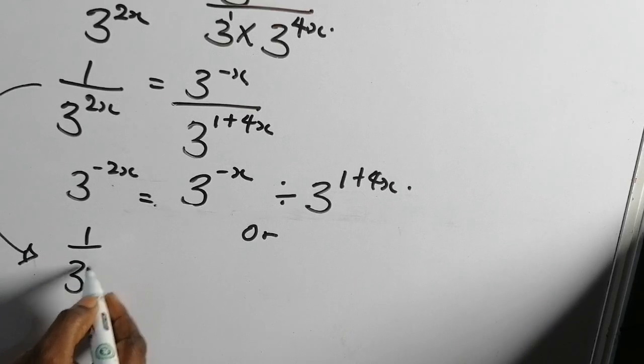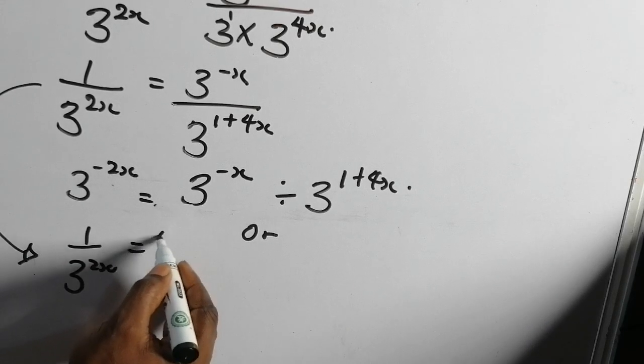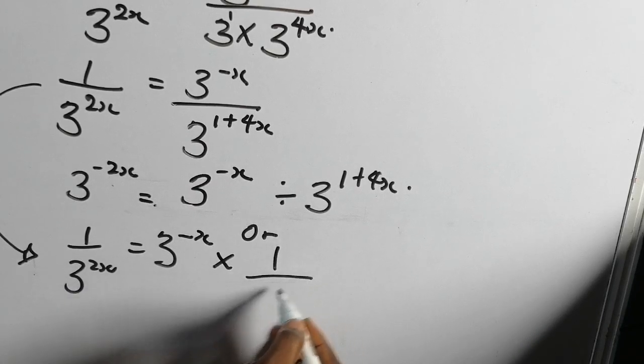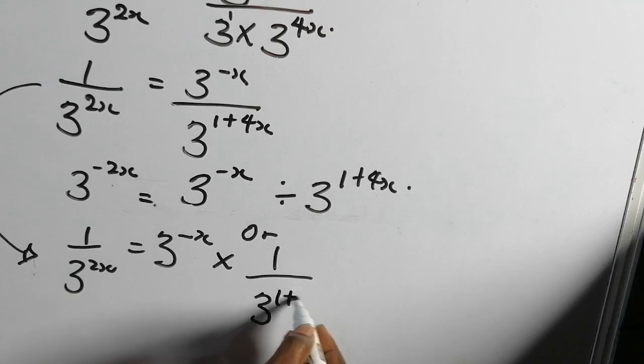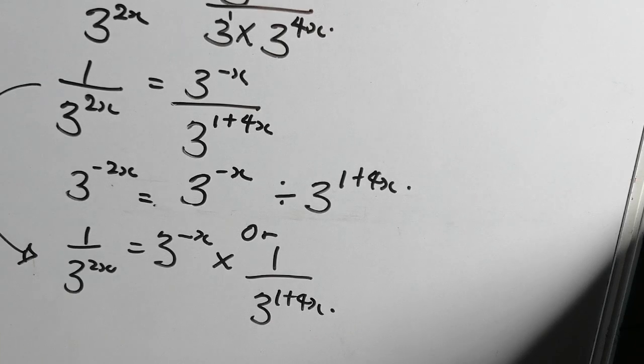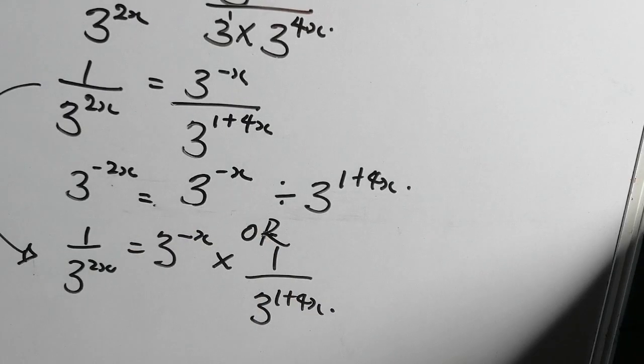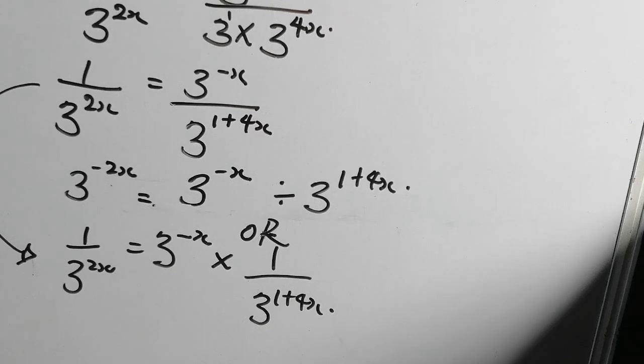1 over 3 raised to power 2x equals 3 raised to power minus x times 1 over 3 raised to power 1 plus 4x. Don't forget there's a sign here. I can write this one as this, and I can also write it as this. It's still the same thing, it's not changing anything. We're trying to break it down so that you can get the understanding.